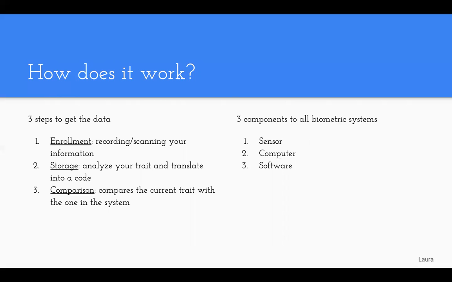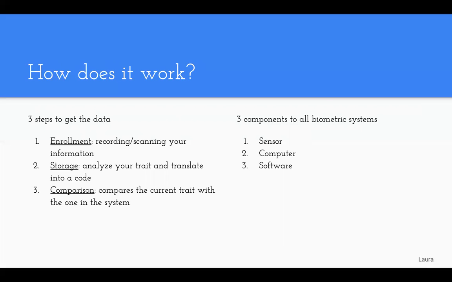So all biometrics will have the same 3 components, which are sensor, computer, and software. The sensor will detect the trait during the step of enrollment. The computer will read and store that information, and the software will analyze the trait, translate it into the codes, and perform the actual step of comparison.